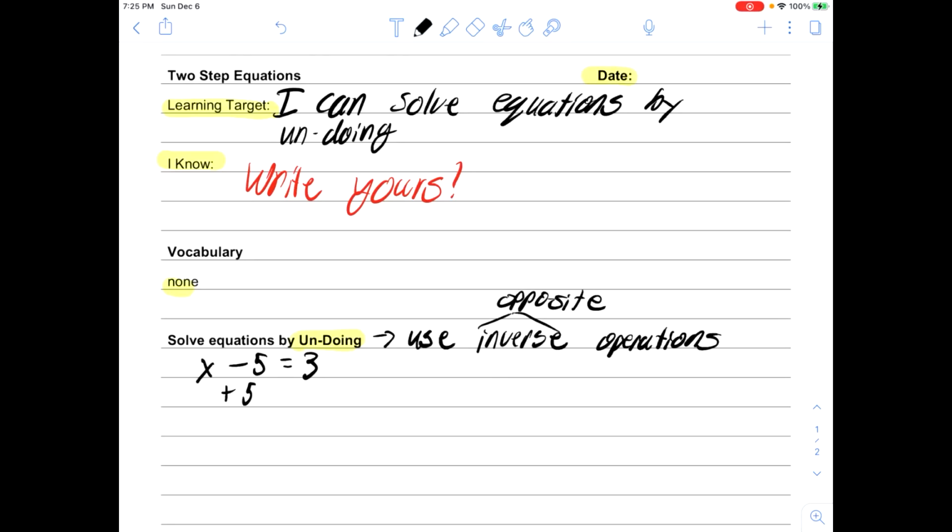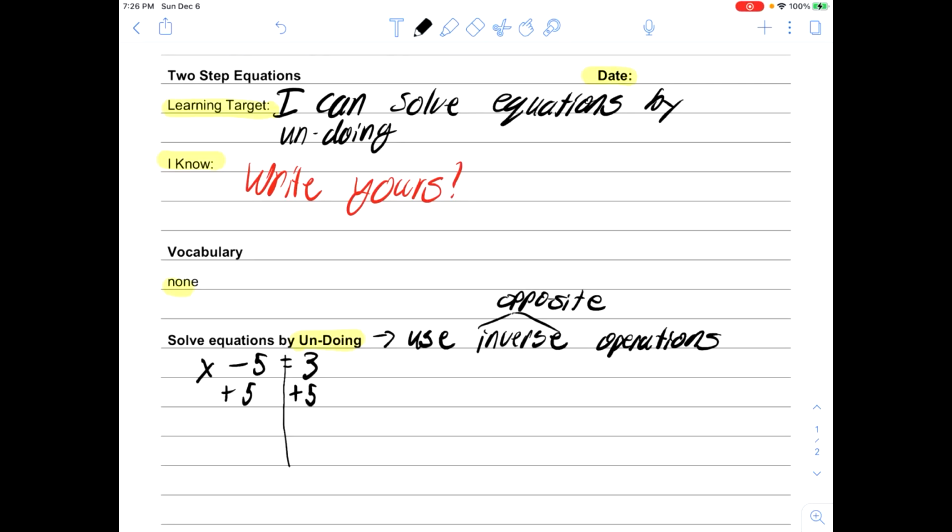Now, with the equal sign here, the equal sign is my great balancer. Anything I do on one side of the equal sign, I have to also do to the other side of the equal sign. So a lot of times I like to draw a line through the equal sign like this, because that's going to remind us to keep everything balanced. Anything I change on the left side, I have to also change on the right. It all has to stay balanced. So if I'm going to undo subtract 5 by adding 5 on the left, I have to also add 5 on the right.